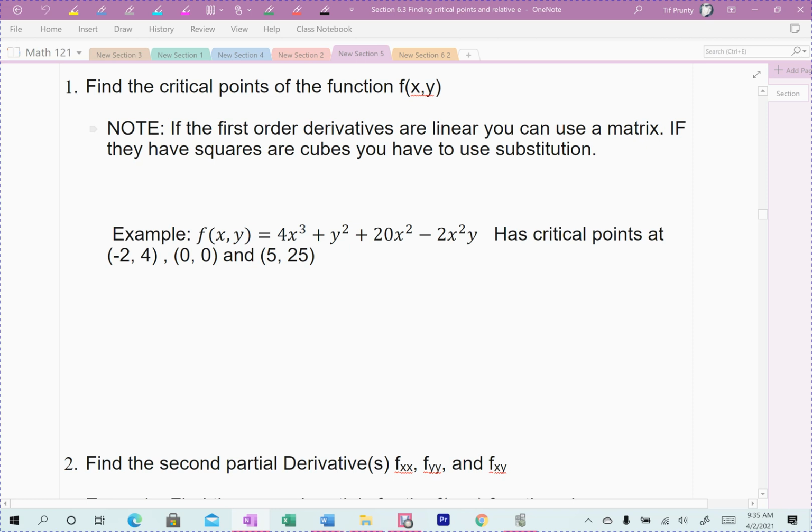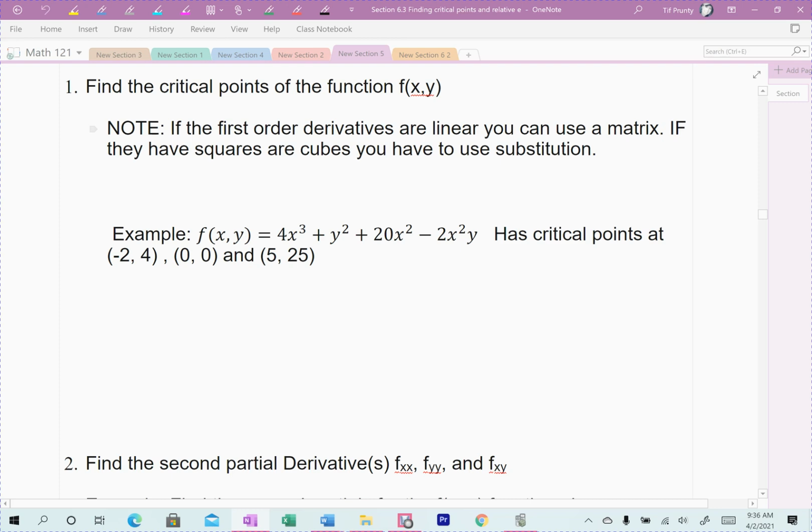So I'm going to do an example here. Find the first order derivatives. If they're linear, you can use a matrix. If they're not linear, you'd have to use substitution. And in the other case, you just solve for x, solve for y. In this example, if you want to see where the numbers come from, you'd solve by substitution, and then you'd have to factor. You get 3 critical points. This function has critical points at (0, 0), (-2, 4), and (5, 25). So it's three places where I could have a possible max, min, or neither.